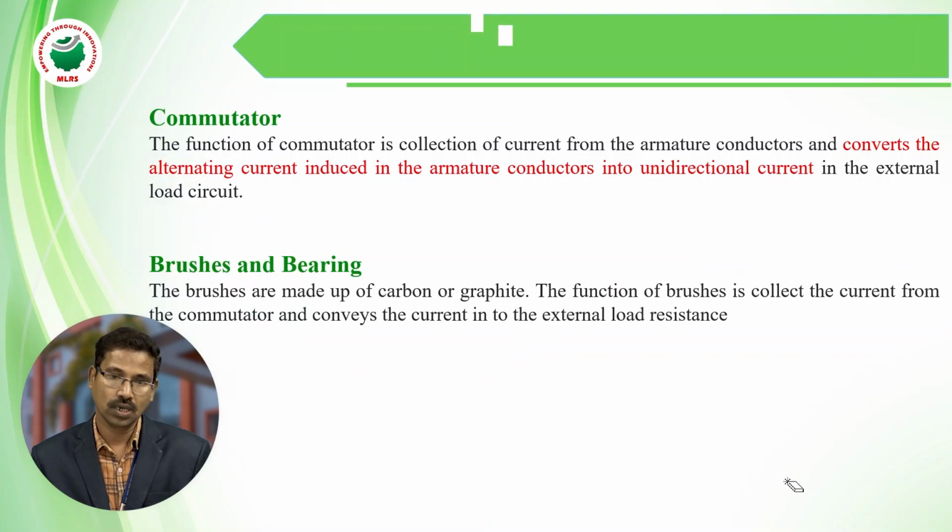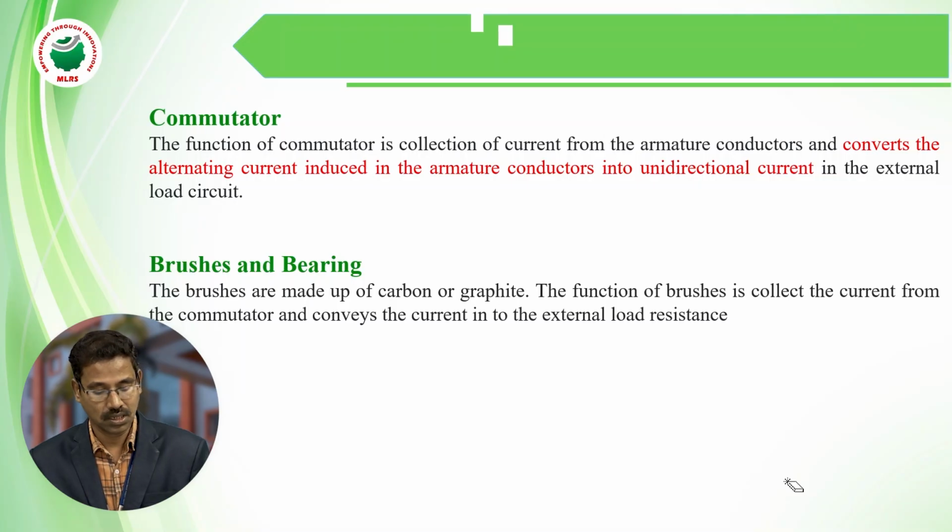Next one is the commutator. The commutator is cylindrical, made of hard drawn copper. The main function of the commutator is to collect the current from the armature conductor. The current in the armature conductor is alternating, and this alternating current is converted into DC current with the help of the commutator. So the commutator is important for converting the AC signal into a DC signal.